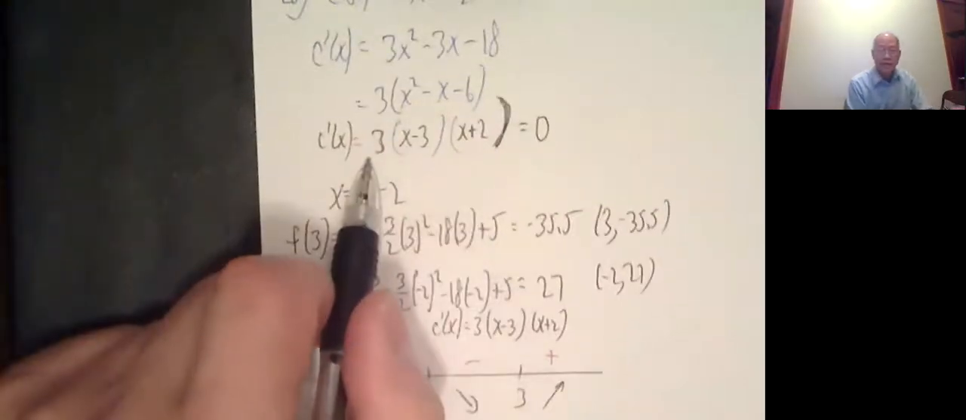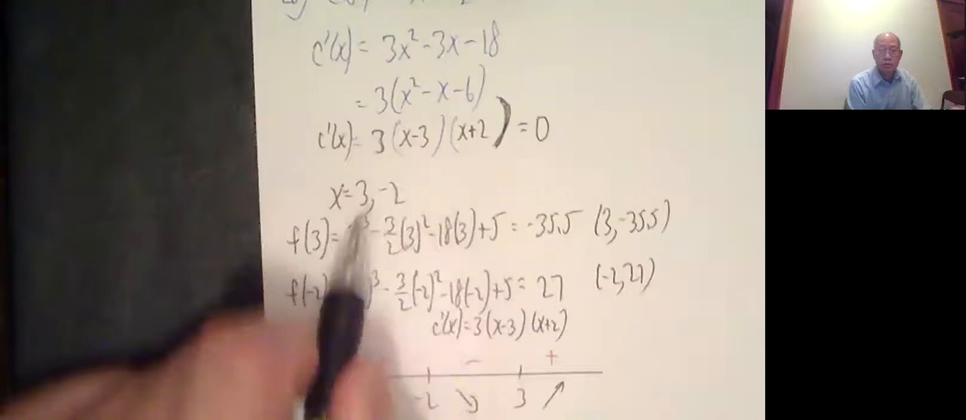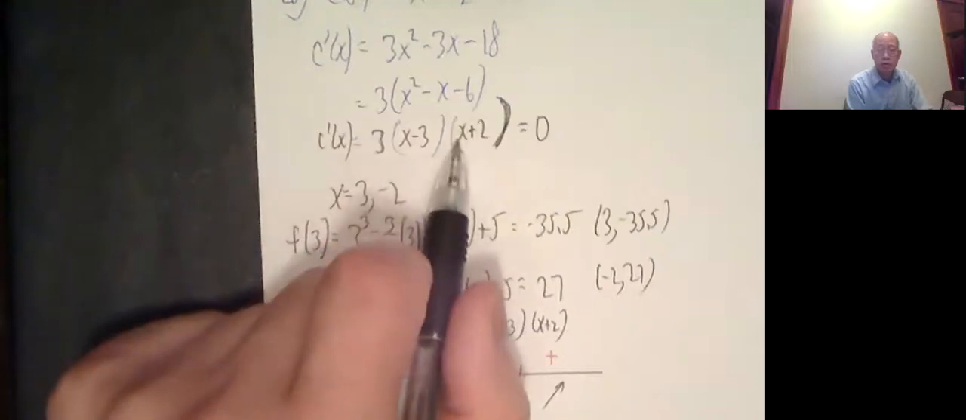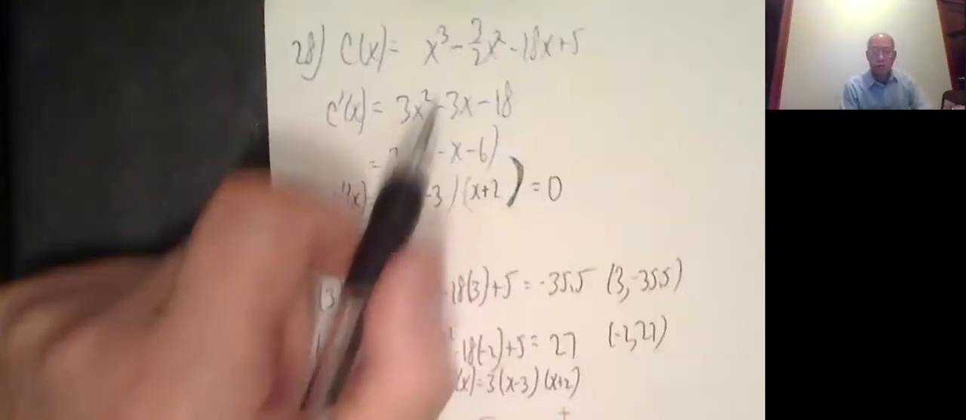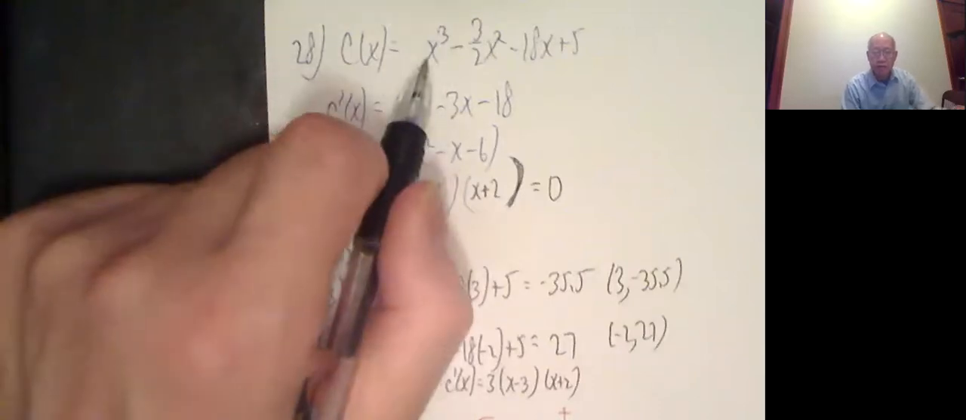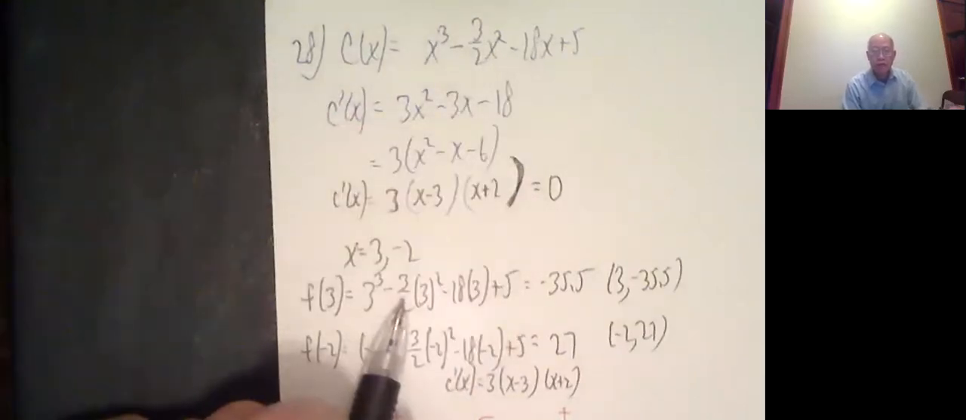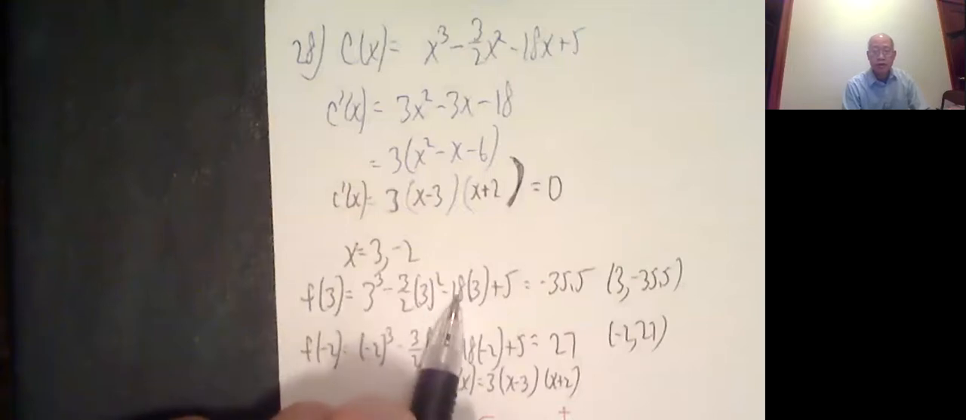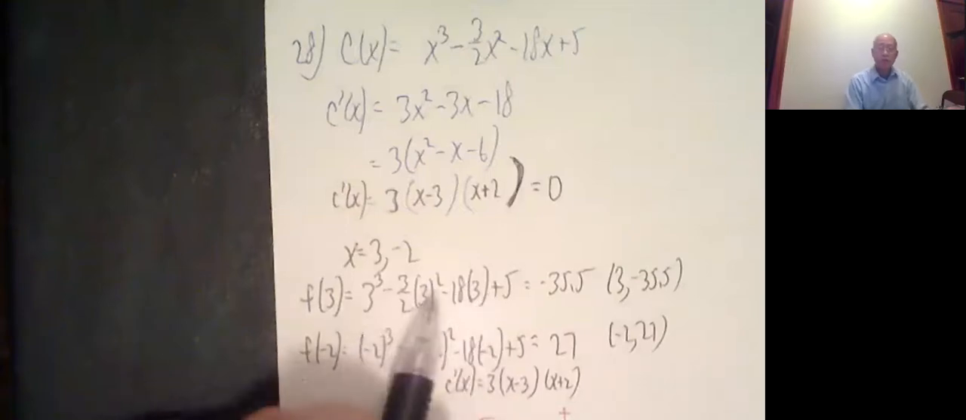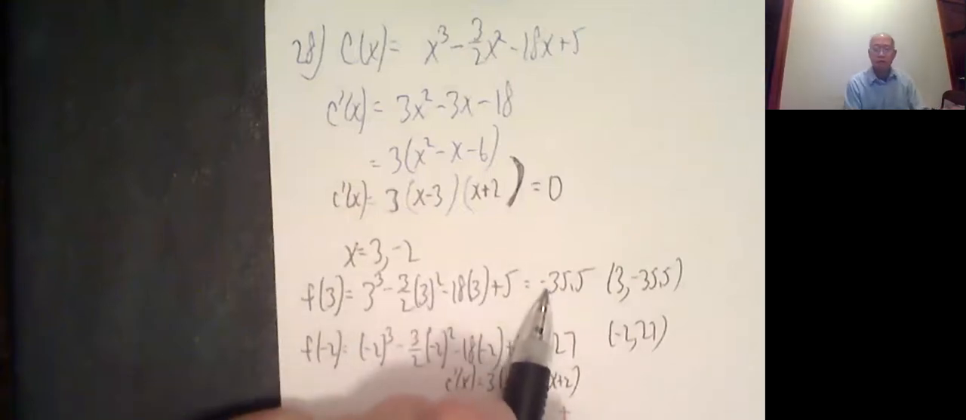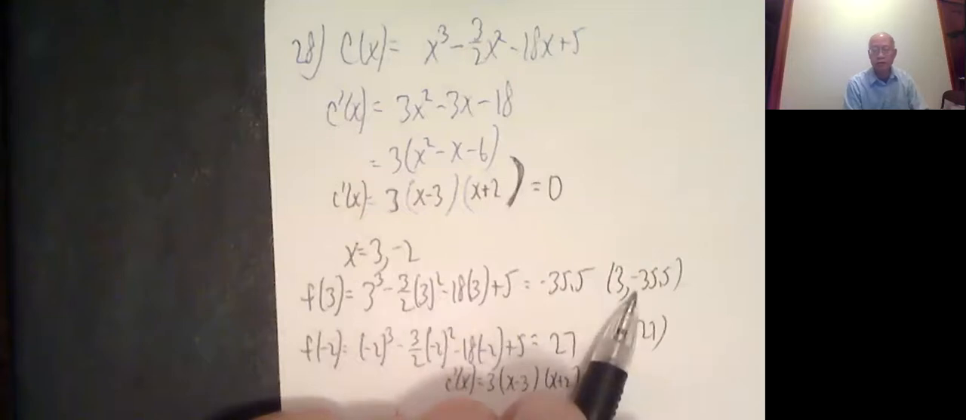Well, that can't be 0. What makes this 0? 3. What makes this 0? Negative 2. To find a y coordinate, plug back into the original. So put a 3 here, 3 here, 3 here. 3 cubed minus 3/2 times 3 squared minus 18 times 3 plus 5. Punch it in your calculator, negative 35.5. So (3, -35.5).